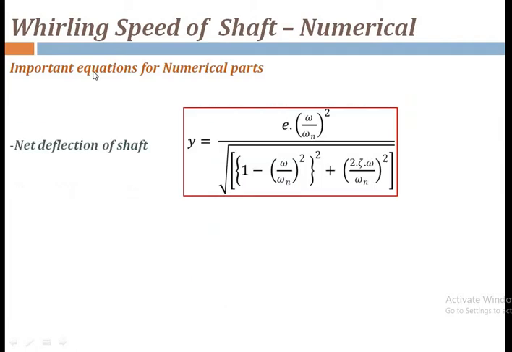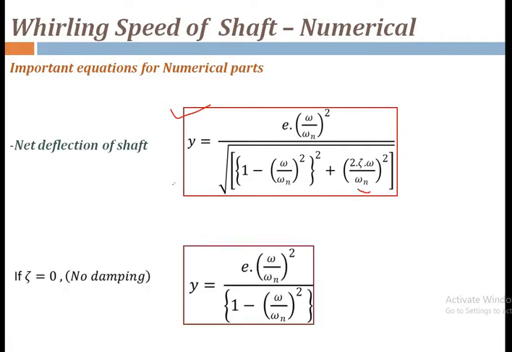When shaft is rotated with the angular velocity omega, then net deflection of the shaft can be calculated by following equation: y equal to E (omega by omega n) whole square divided by square root of (1 minus (omega by omega n) square) whole square plus (2 zeta omega by omega n) whole square.